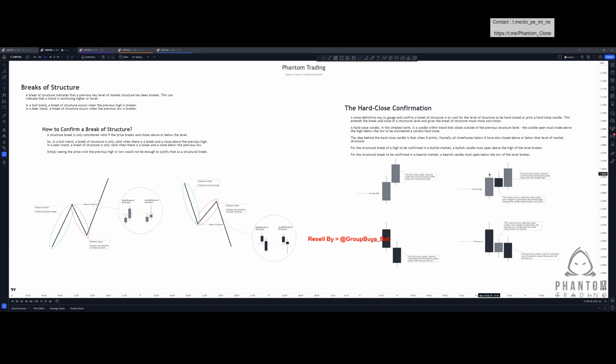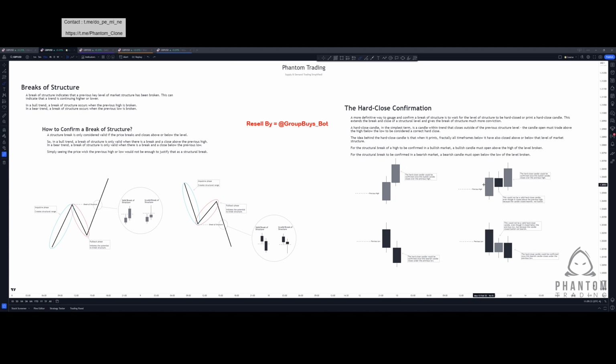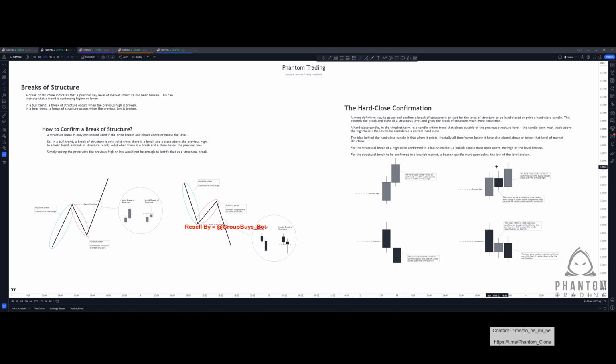Now let's just take a look at what a hard close candle is not. That way we can delineate the difference between the two. So in the same example, we have a previous high, we have a break and close above that candle, which would be our initial confirmation that we've broken structure. Now the next candle that prints is a bearish candle that opens above the previous high and also closes above the previous high.